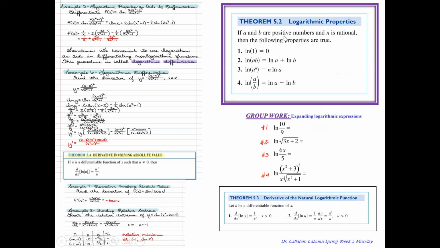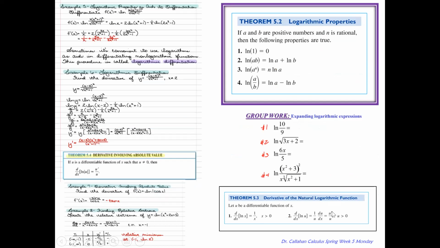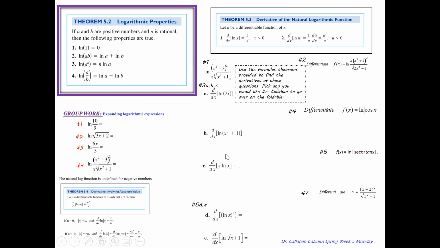Here are some of the theorems on logarithmic properties. That is a review from Algebra 2 honors. And then, of course, right here is the derivative of natural log. The derivative of ln x is just 1 over x, whereas the derivative of ln u means that it is something that will require the chain rule. It is 1 over u times u prime. So you have to find the derivative and multiply it by the 1 over u. Here are our 7 examples, not 8, 7 examples that we're going to go over in class.